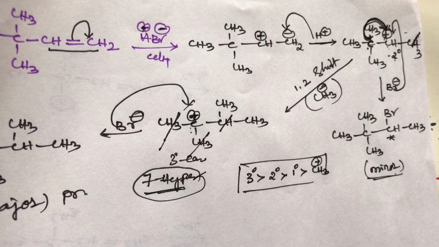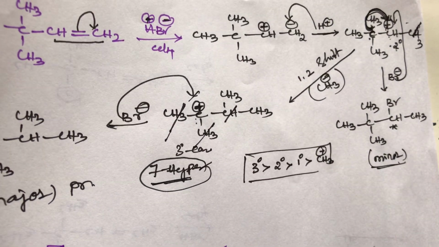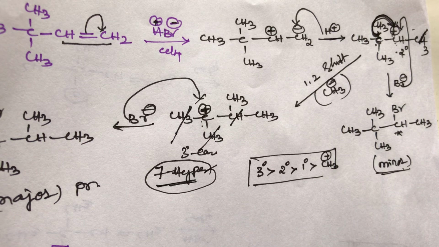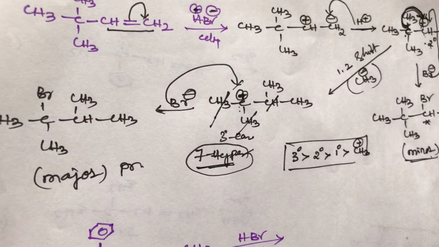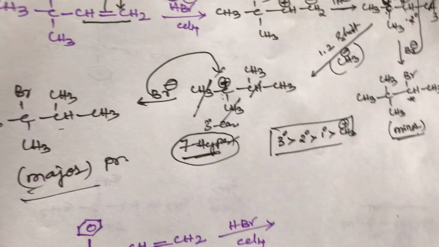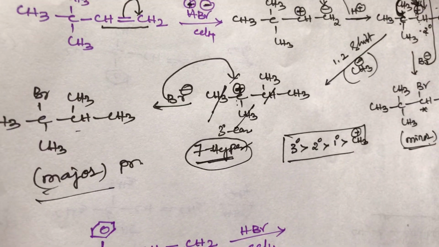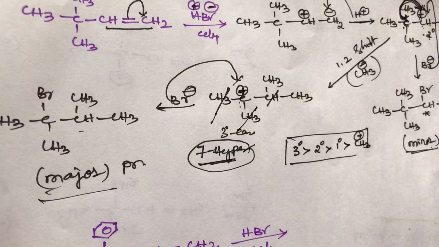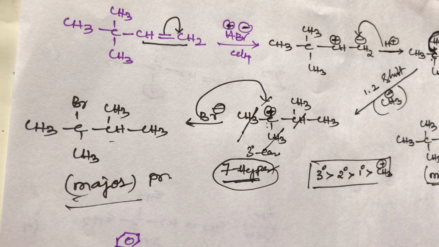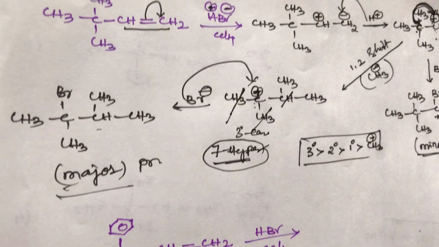So stability depends on the number of hyperconjugates. The more hyperconjugates, the more the stability. That is the reason, students. So this is the major product. This is the shifting of methyl groups. These are the important electrophilic addition reactions.